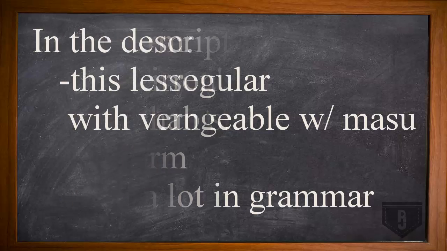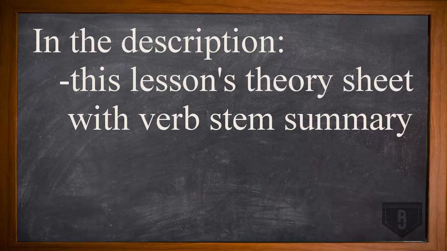Now, I will upload a very handy document in which there is also a table on how to form the verb stems again for the 3 big verb groups, so the u-verbs, the ru-verbs, and the exceptions. So you might want to check that out. I will also put the theory in the same document. So just check out the description, there should be some file there.